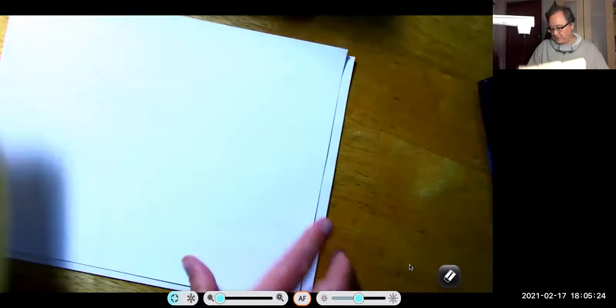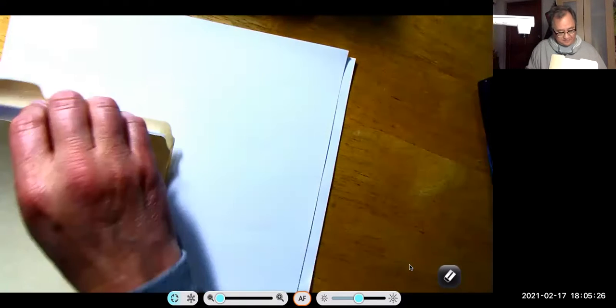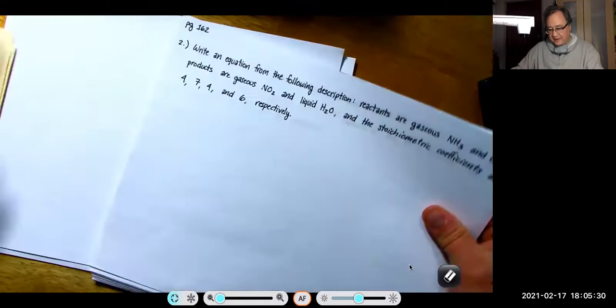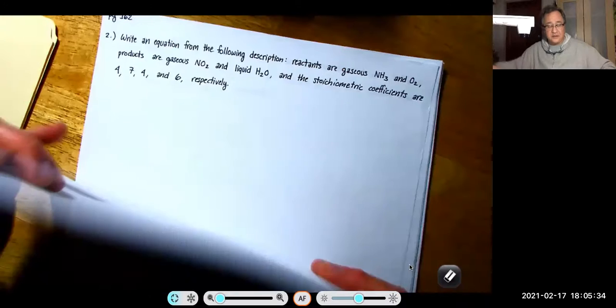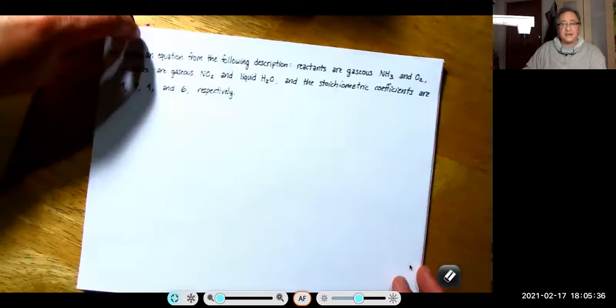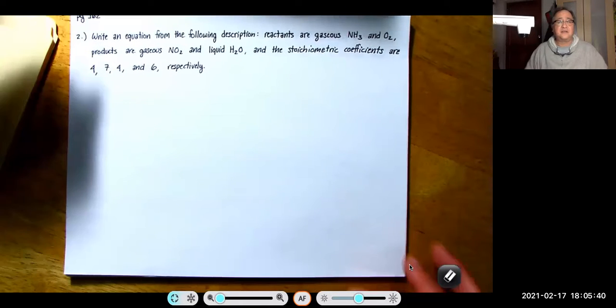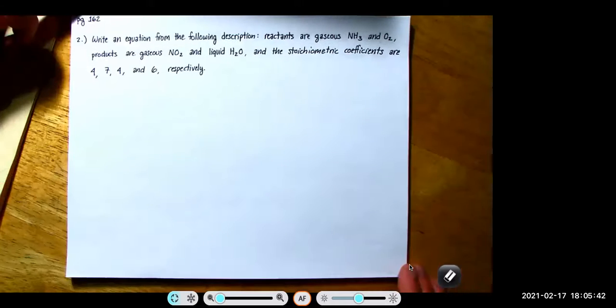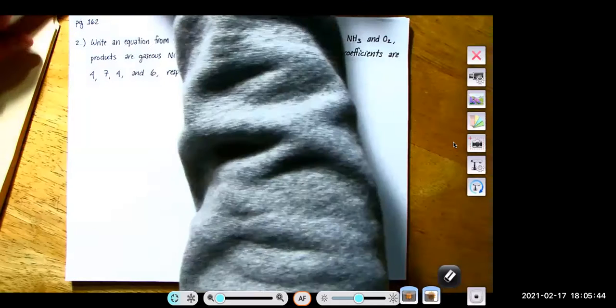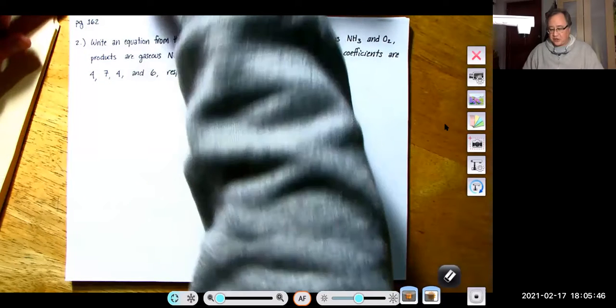So I'm going to change my share screen to include this camera, which always gets in my way. So I've got some problems written out here. And can you see these problems okay? Yeah, looks good. Thank you. Okay, so let's get started.